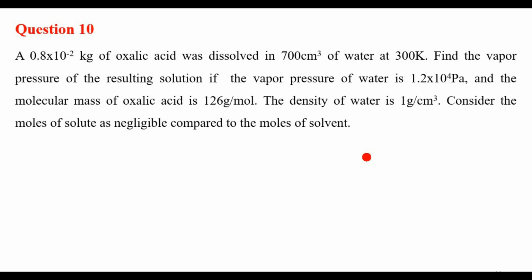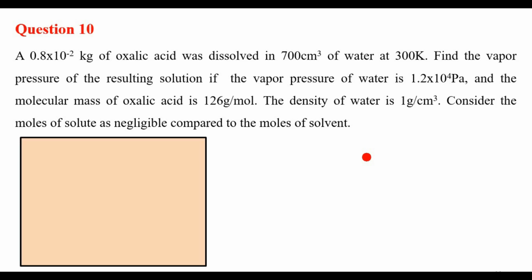Then they're asking to find the vapor pressure of the resulting solution if the vapor pressure of water is this one. So the vapor pressure of the pure water was given as 1.2 times 10 power 4 Pascal. And the molecular mass of oxalic acid is 126 grams per mole. That means you have the molar mass of the solid. The density of water was given as 1 gram per centimeter cube. Then they are asking to consider the moles of solid as negligible as compared to the moles of solvent.